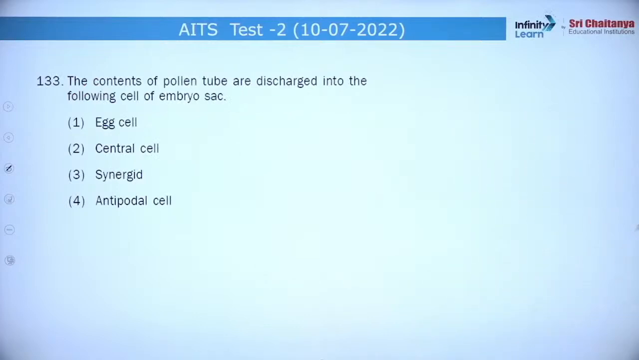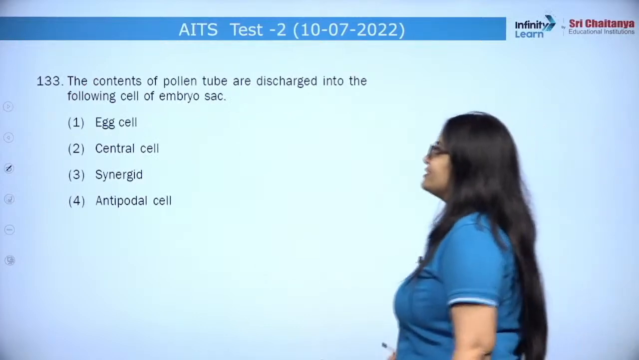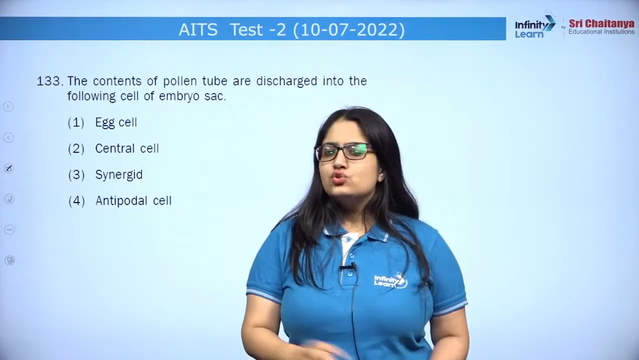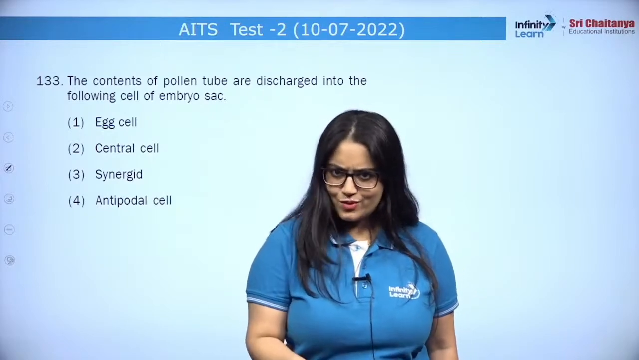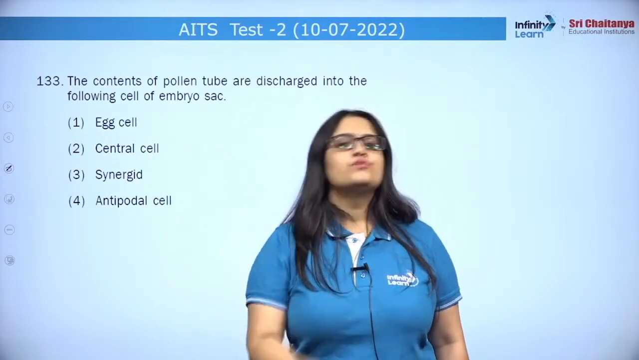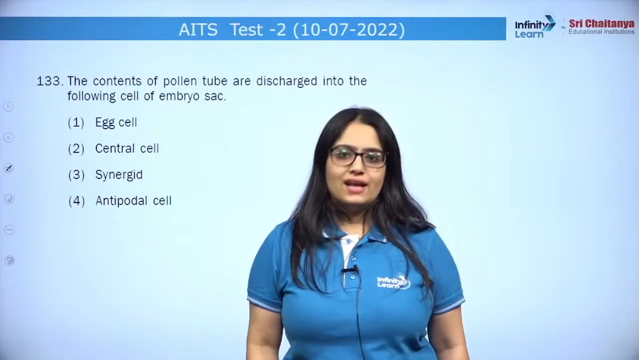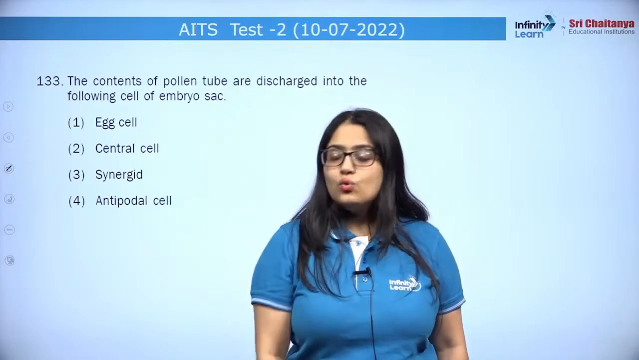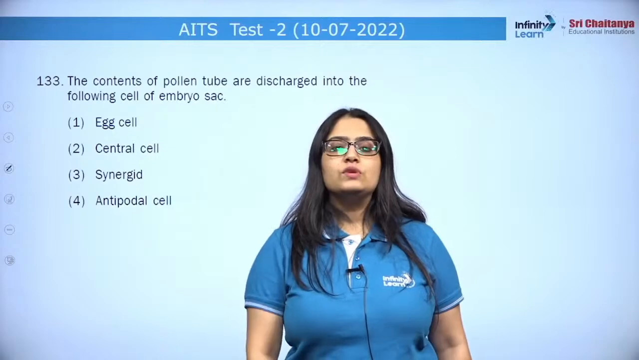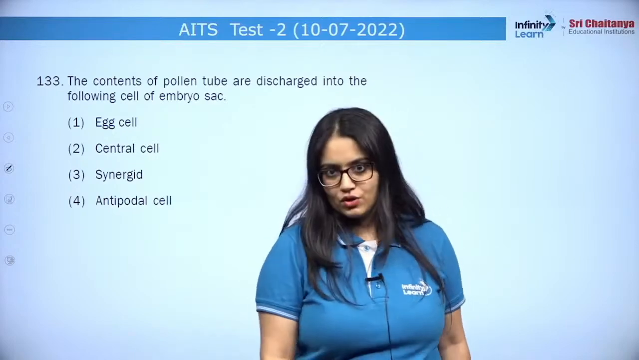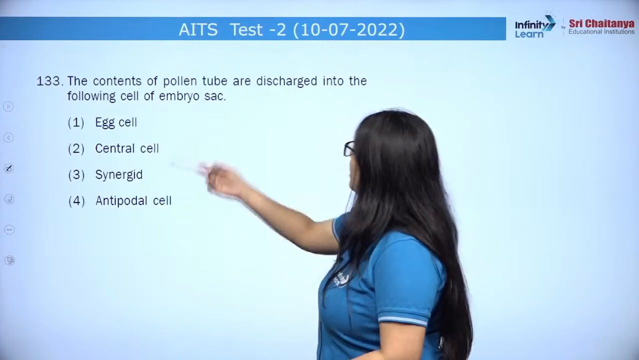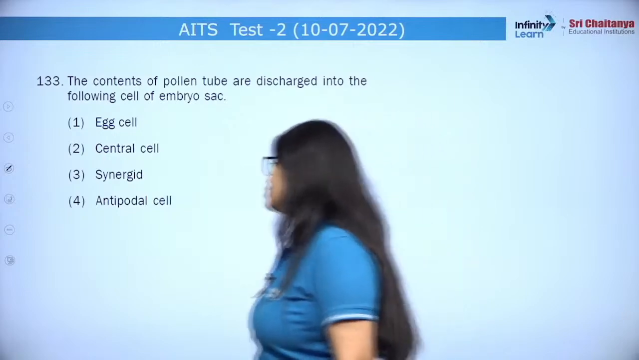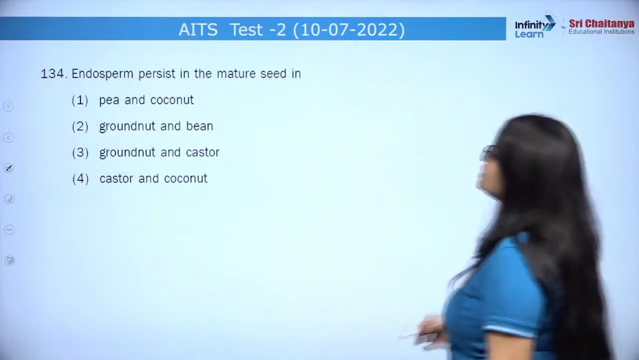33. The contents of the pollen tube are discharged into the following cell of the embryo sac. Whenever a pollen tube carrying the two male gametes, the most important structures, enters into the embryo sac, it releases these two gametes, these contents of the pollen tube, into one of the synergids. So, synergid degenerates because of that. So, I have given the answer. The contents of pollen tube are discharged into the following cell of the embryo sac. It is the synergid. Next question, endosperm persistent.